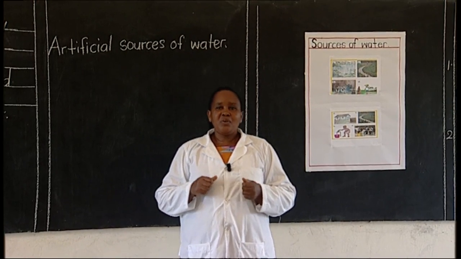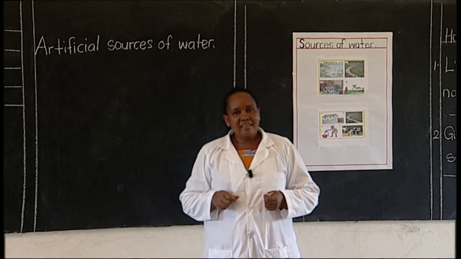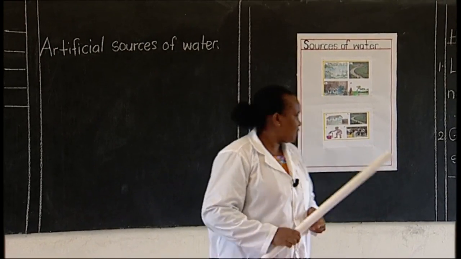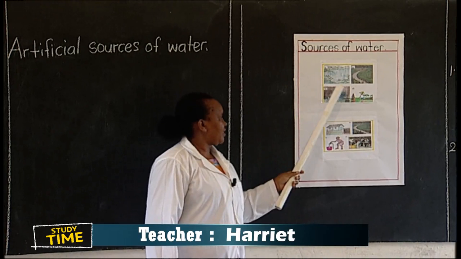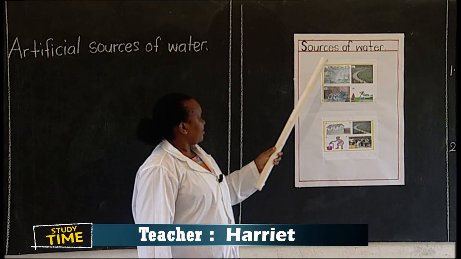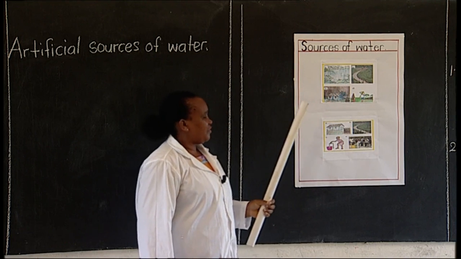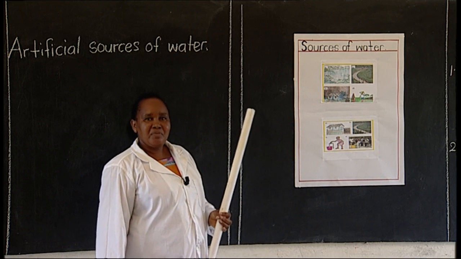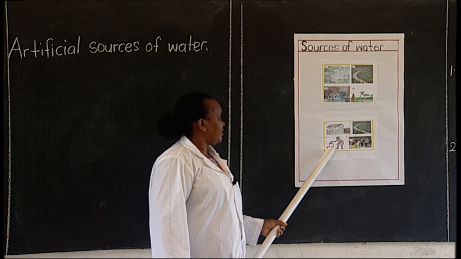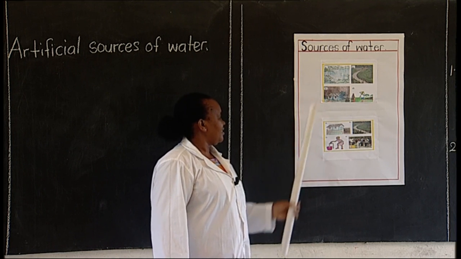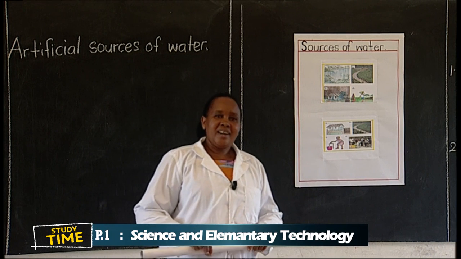Now, we are going to look at natural sources of water first. Here I have my chart. It has got many sources of water. They are mixed up. We have this, we have this, this one. Look at them carefully, because you are the one going to tell me their names. Then we have this. This one is the same as this. And we have this. Now we are going to name them under their groups.